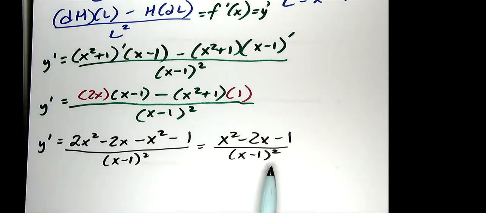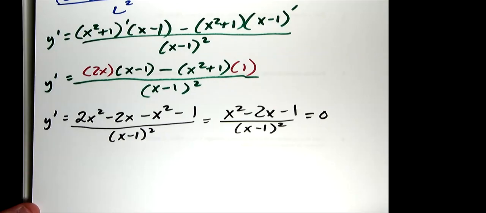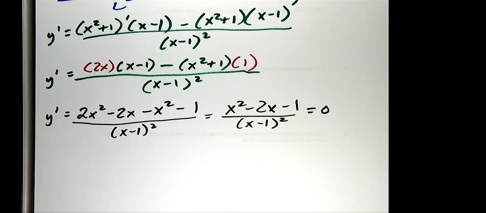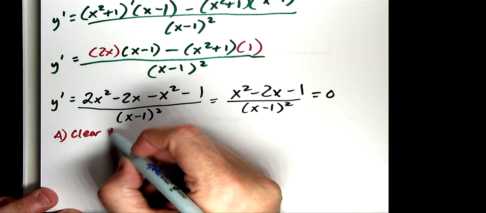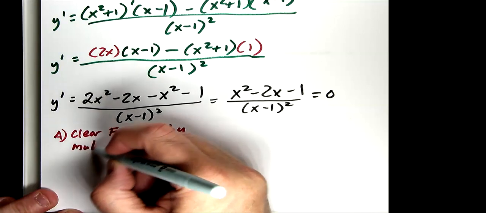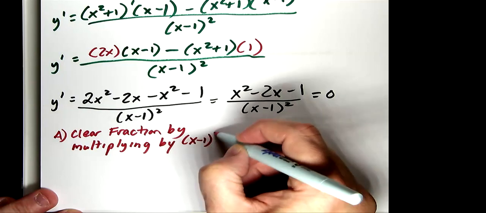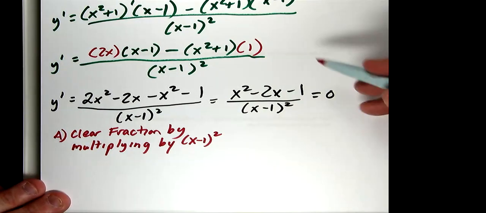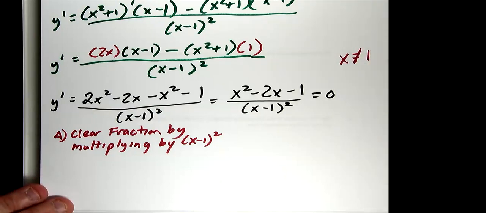That doesn't factor. But we want to set equal to 0. You have a couple options. Option A is clear the fractions by multiplying through by x minus 1 squared on both sides. We already know x cannot equal 1 because it couldn't equal 1 in y. So we're not multiplying through by 0. You never want to multiply through by 0. But here we're safe.